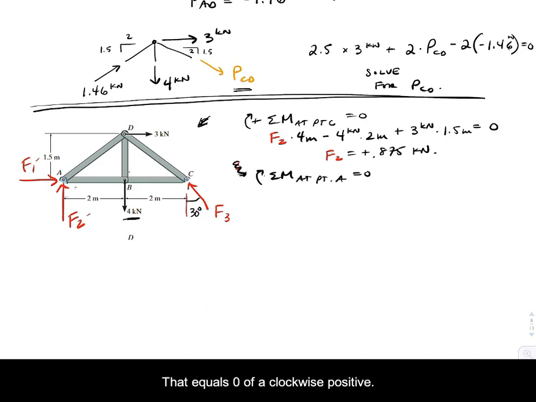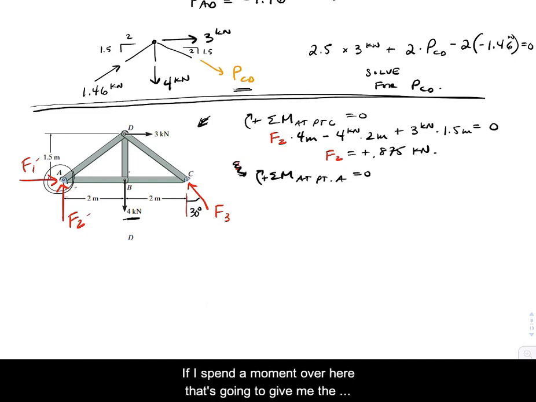We can sum moments at point A. That equals 0. I'll go clockwise positive. So if I spin a moment over here, that's going to give me the ability to solve for, here I'm just going to solve for the y component of F3.